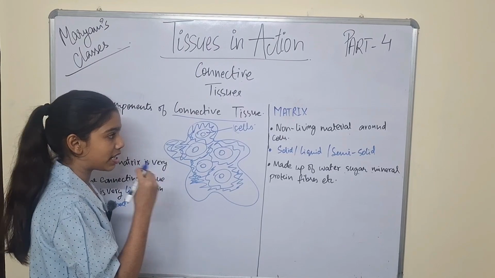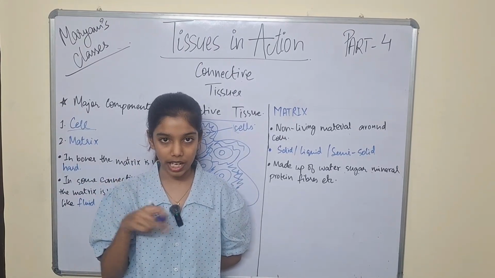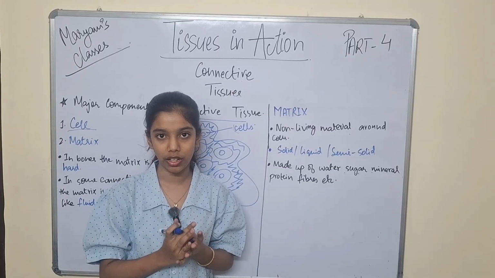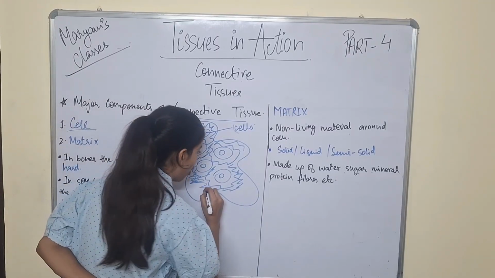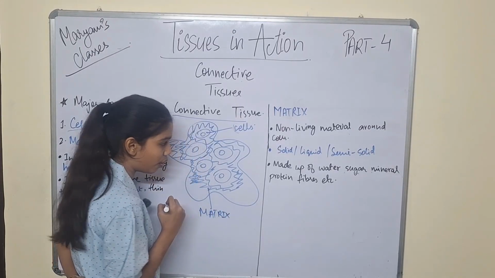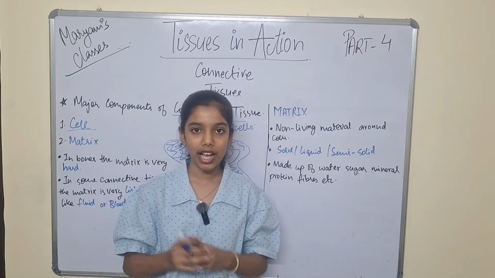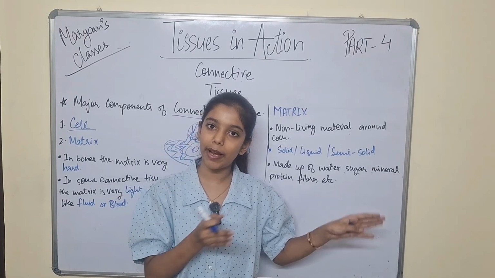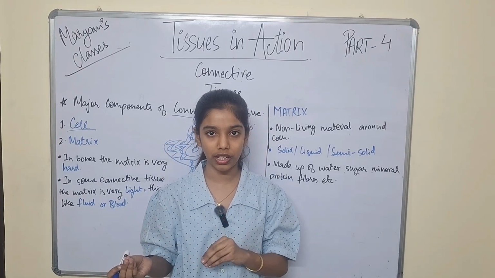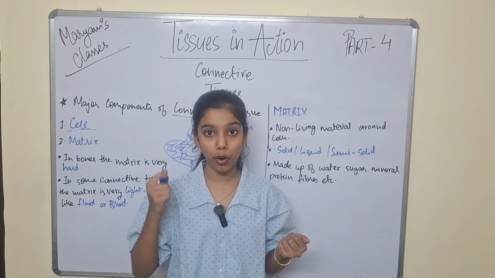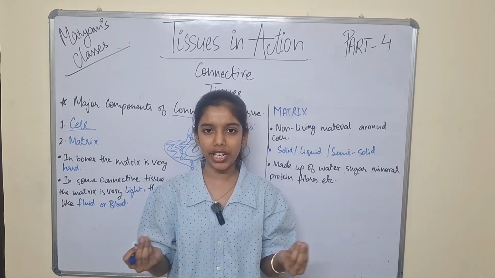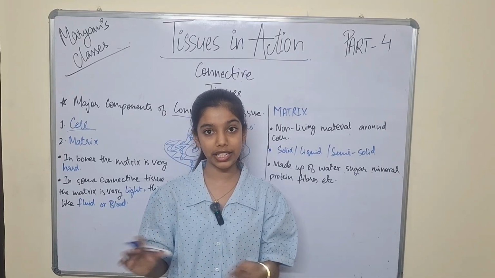It is a non-living material which surrounds the cells and it is made up of sugar, minerals, proteins and water. So this is known as matrix. And this matrix can be solid, liquid or semi-solid, because in some connective tissues like bones, the matrix is very hard to provide protection and rigidness, whereas in some connective tissues it is fluid, like blood.